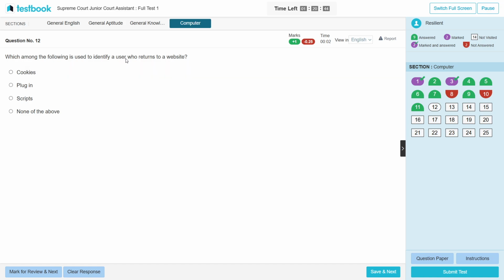Which among the following is used to identify a user who returns to a website? Cookies. In IPv6, addresses starting with 80 are called... Dash records everything you type. Keyloggers. In Microsoft Word 2016, the watermark option is available in the Insert tab.